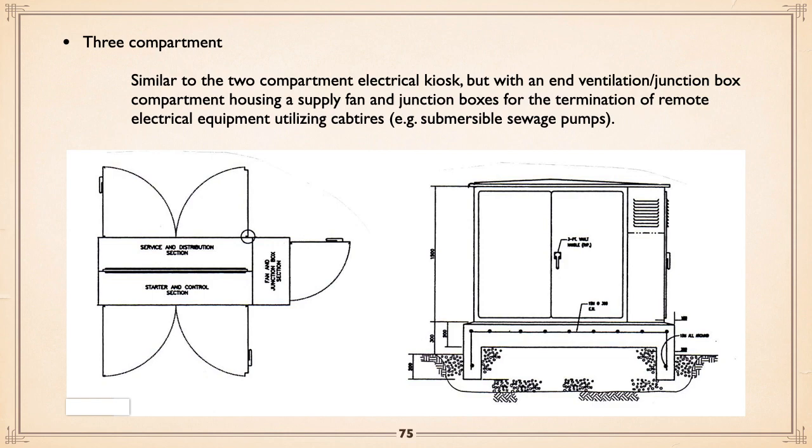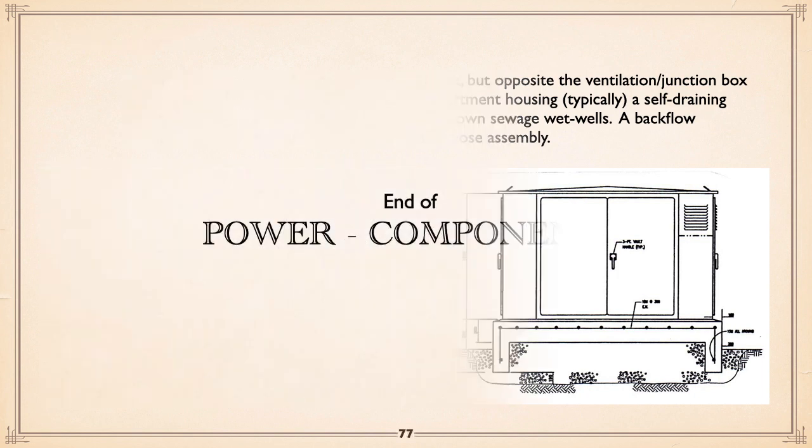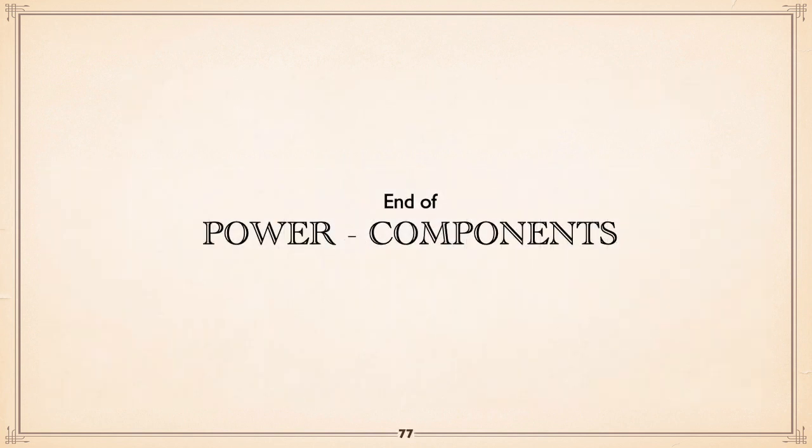And another variation on that is a four compartment one, where in addition, you've got a washdown situation. You've got a spot where you can have a backflow preventer and a hose connection, so you can open that, hook up a hose, and wash down the wet well if you want to. And that is the end of that section, and that's probably enough for now.